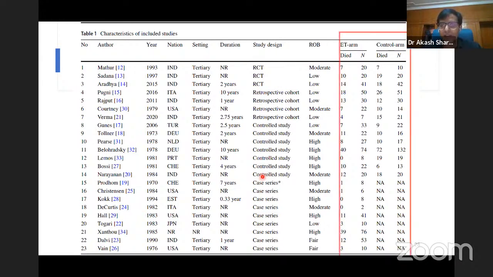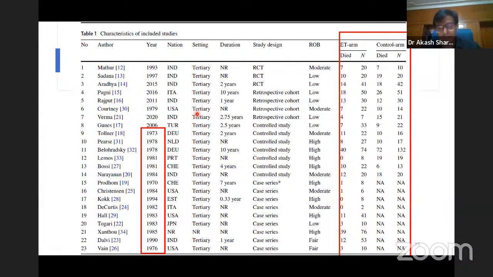What you need to see is two things: the numbers were pretty low. Each individual study had pretty small numbers. Individually, all of them were underpowered, even the trials. And the majority of the studies were done in the early 1970s or 80s. Only a few studies are available from this decade.